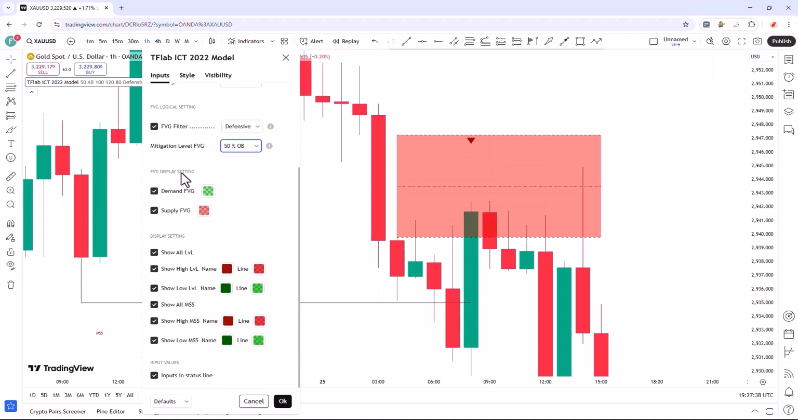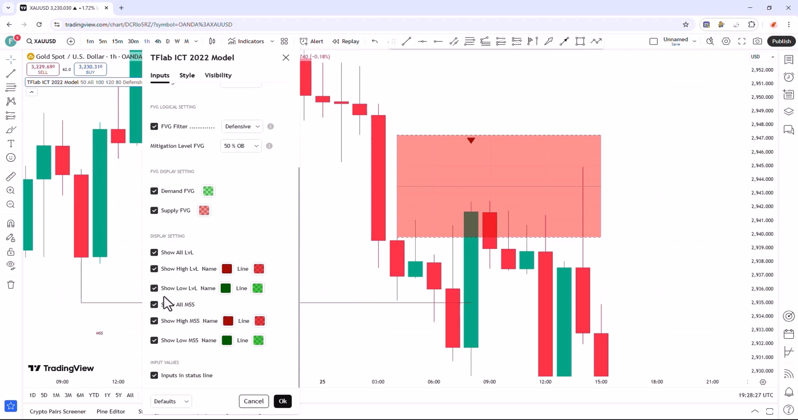In the next section, you can enable or disable the display of demand FVG and supply FVG, and you can change the FVG range to your desired color. In the following sections, you can enable or disable the display of all levels, select the color of its name along with the line color, and set the display status of the low level, name color, and line color.